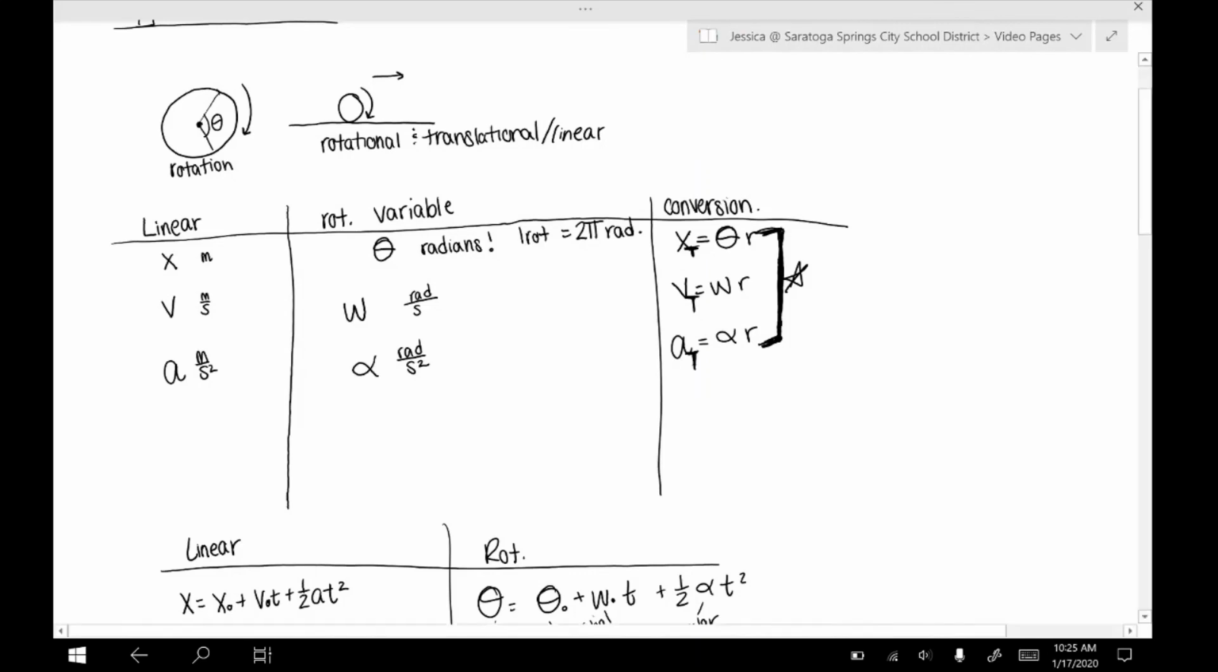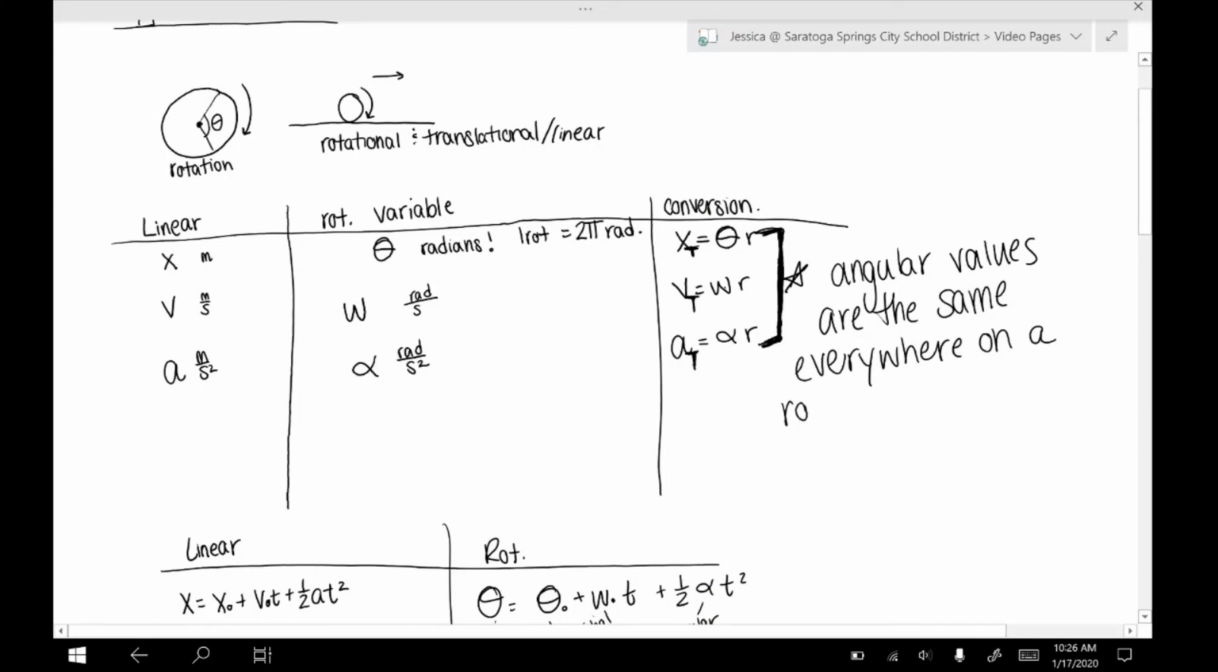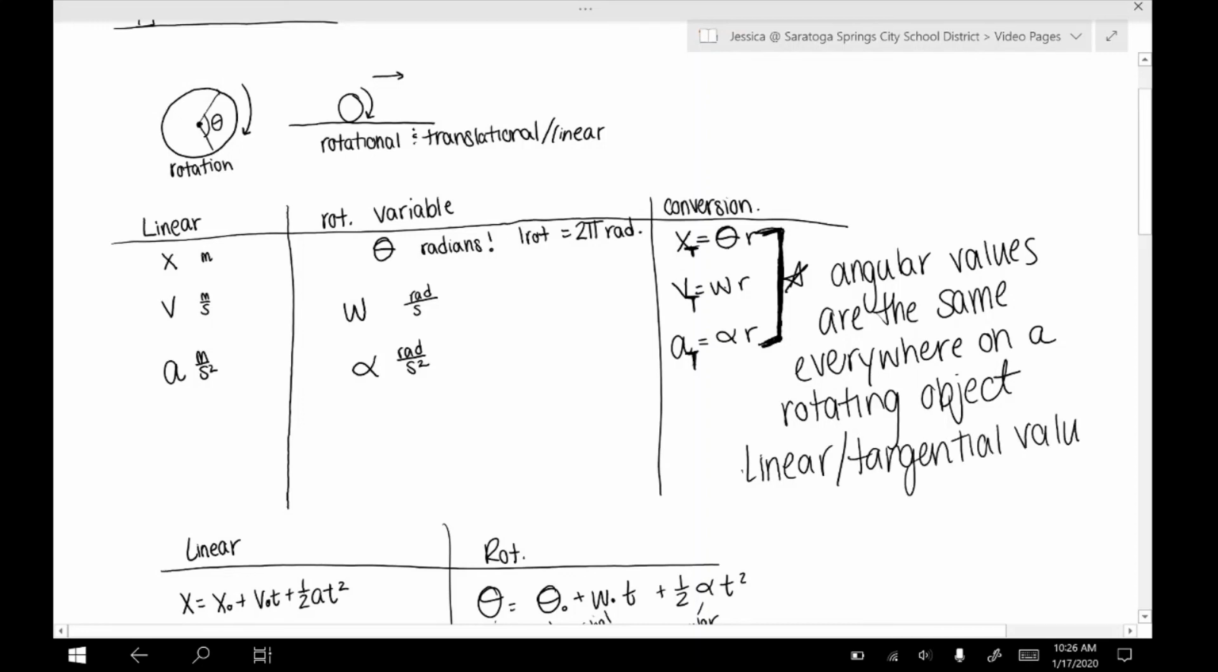Whereas the angular values are all the same. So I'm going to write that out. The angular values are the same everywhere on a rotating object. But the linear values, which are called tangential values, depend on r, or how far you are.